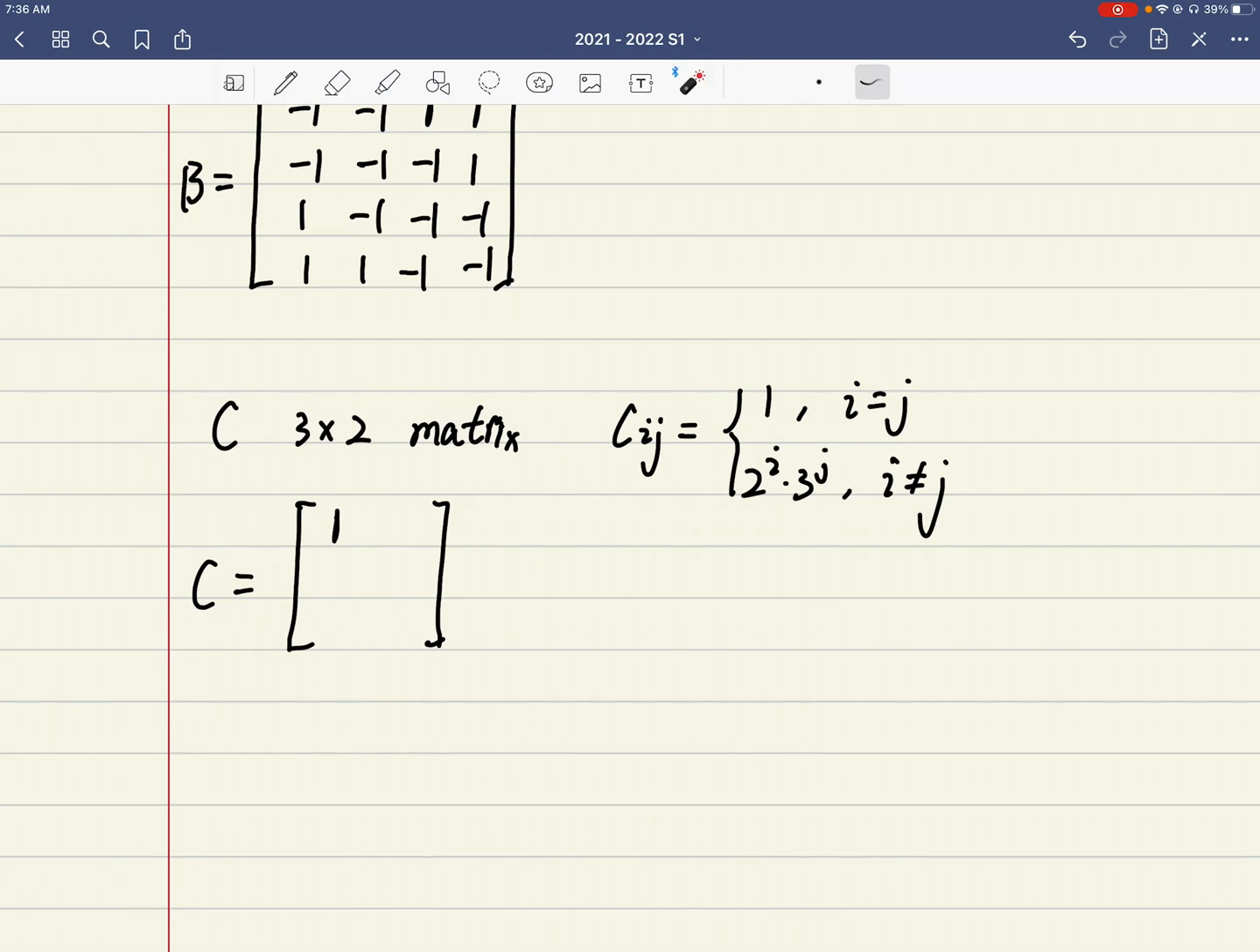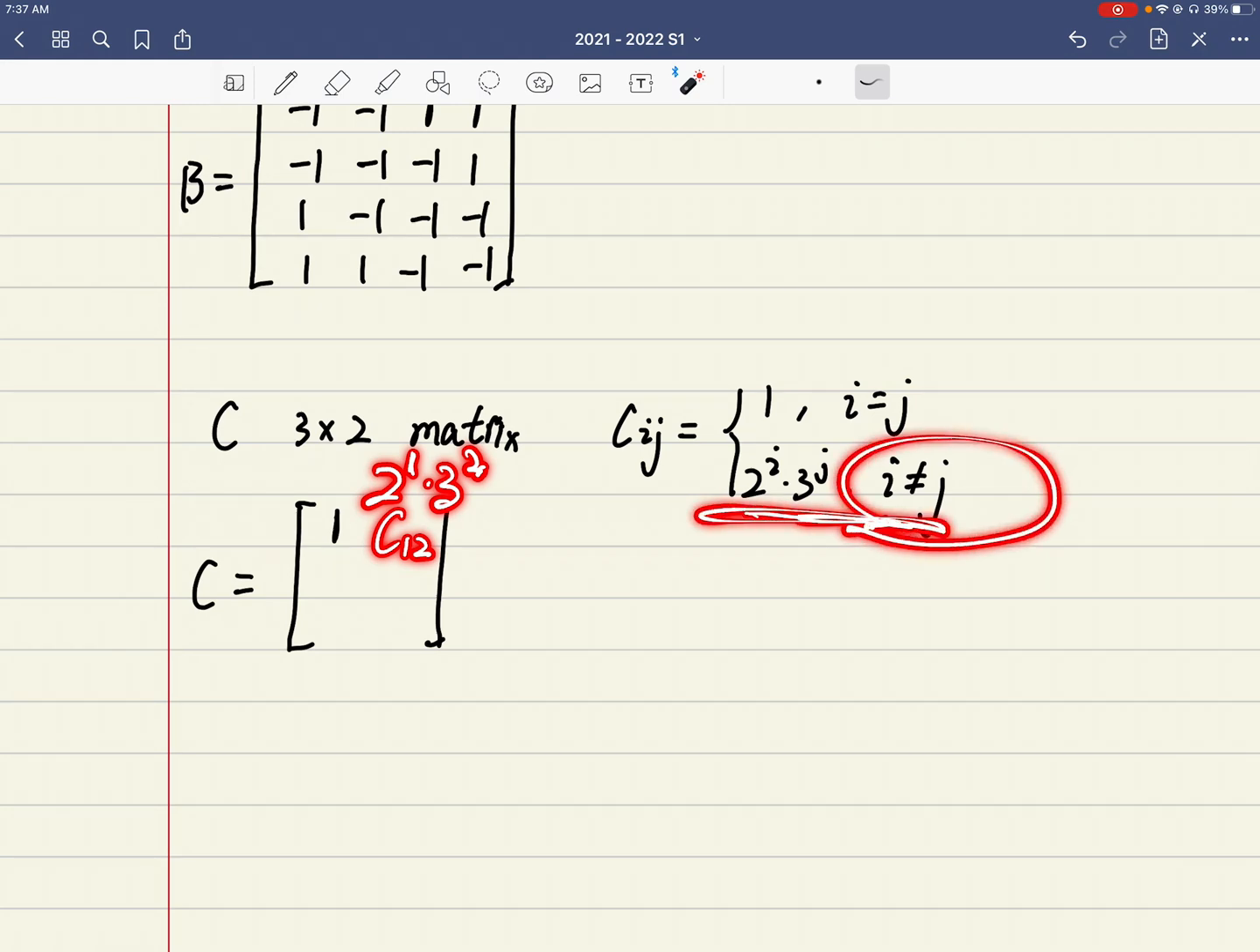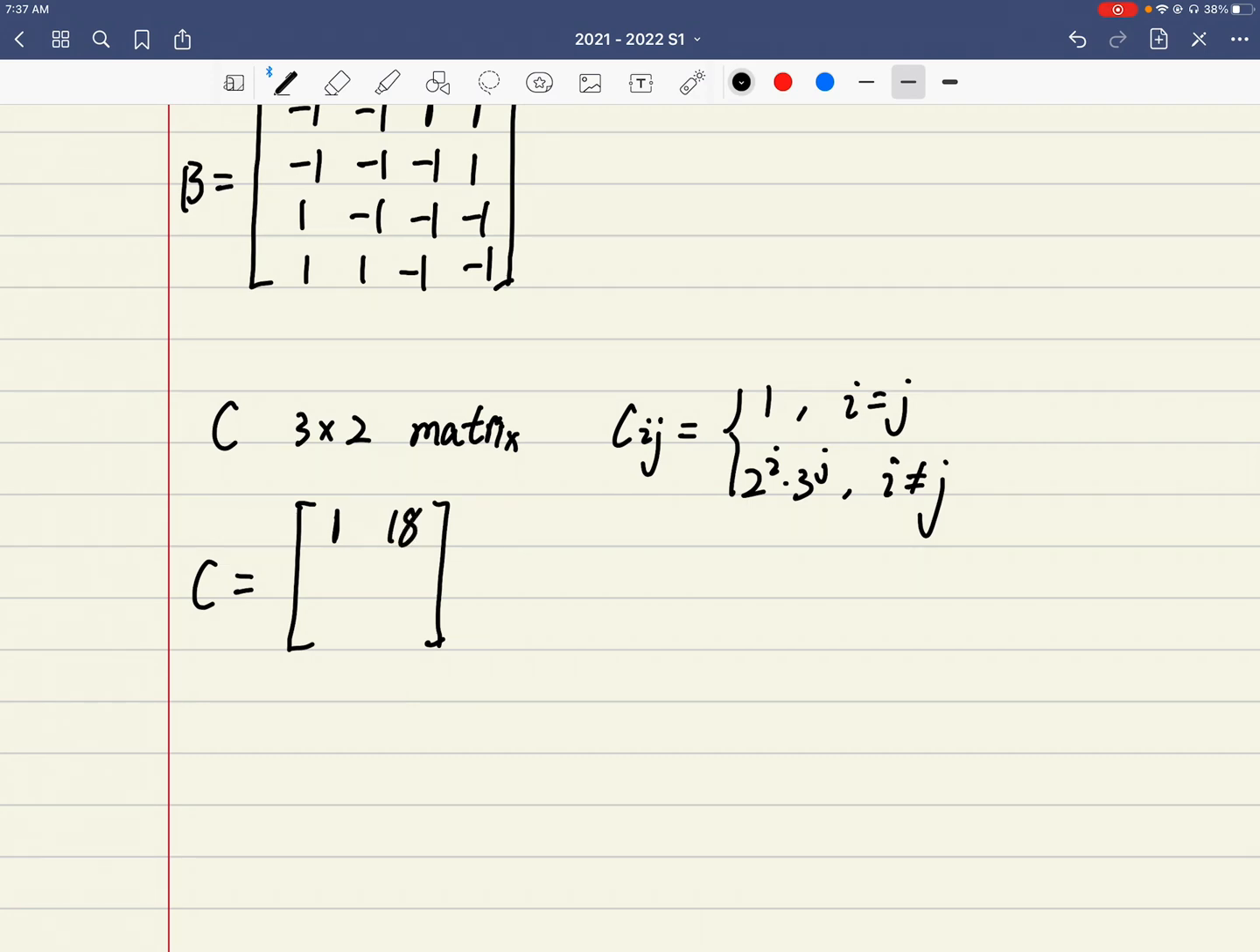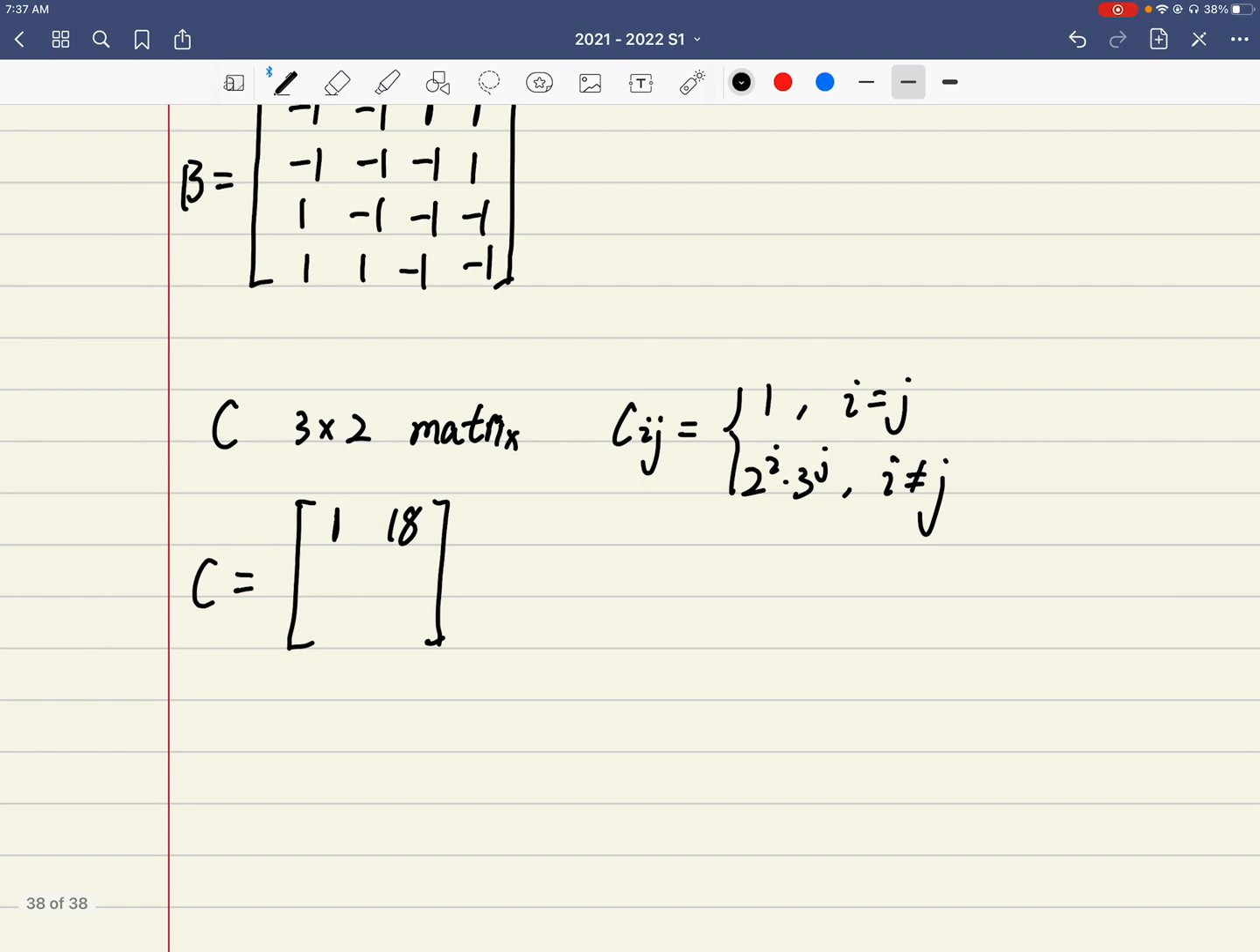Right, then this entry is C12, right? First row, second column, C12. Okay, it's 2 to the power of 1 times 3 to the power of 2, following this formula, because now i is not equal to j. Right, 1 is not equal to 2, so the result is 18. Okay, then you just need to do the same thing for all different entries. Okay, C22, because now i is equal to j, C22 is 1. For example, C21, now i is not equal to j, so you apply this formula. It's 2 to the power of 2 times 3 to the power of 1, so it's 12. Okay, so C21 is 12. Right, C31, applying the same formula, right, C32.